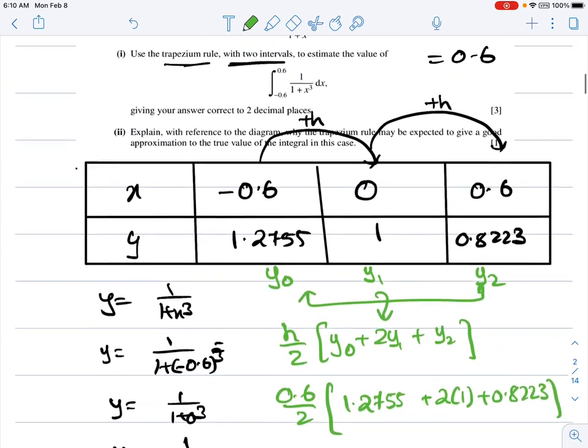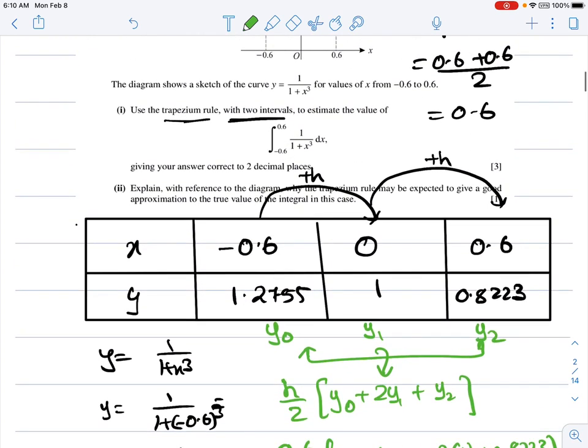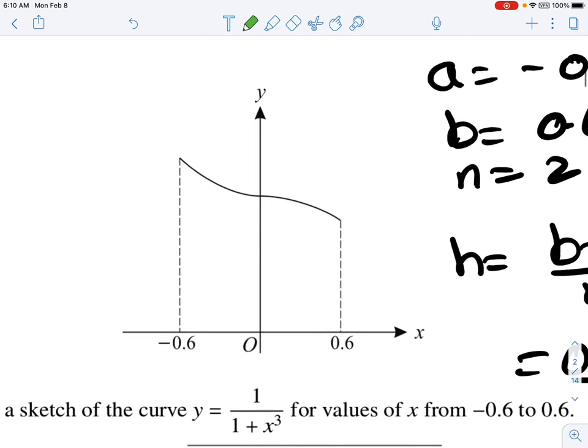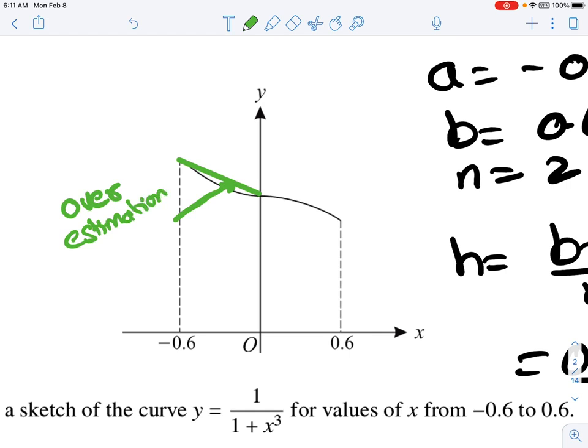Now coming to the second part, let me check what it is. The second part is asking: explain with reference to the diagram why the trapezium rule may be expected to give a good approximation of the true value. So we go to the diagram, we zoom in, then we try to draw the trapezium over there. This is the trapezium. You can see that I am overestimating over here. This is called overestimation. I'm getting some part of the area extra.